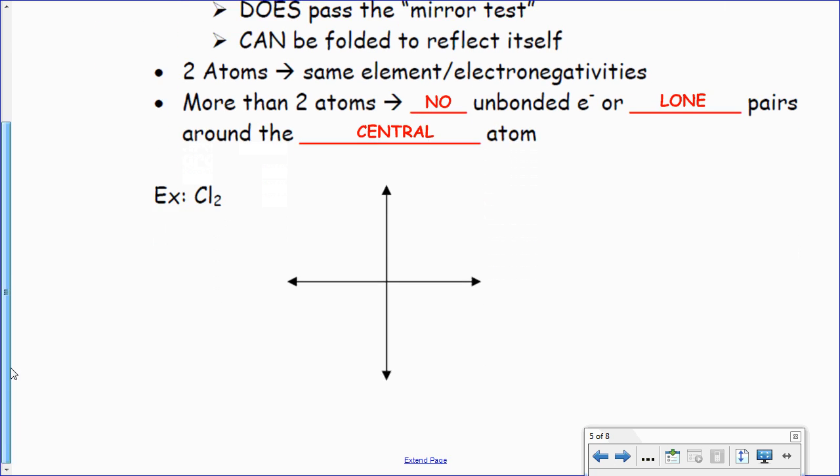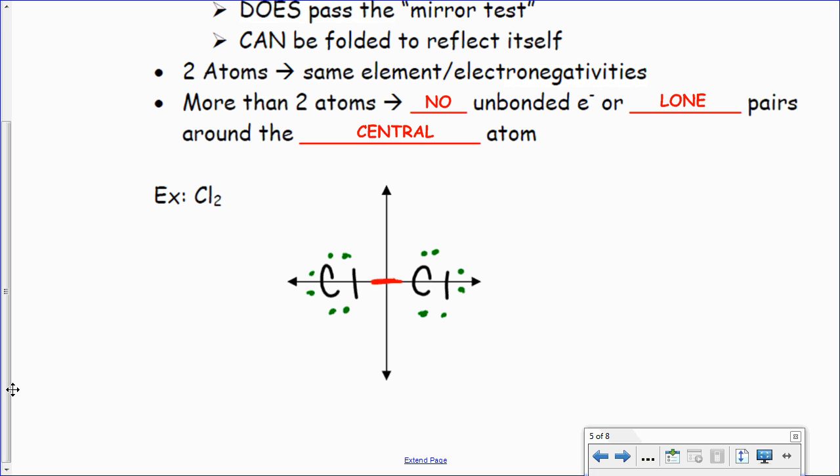Here we go. Cl2. Well, there's not really going to be a central atom here because we have to put a Cl on one side and a Cl on the other side, connected by that covalent bond. Now, after we've done our Lewis dot diagrams for covalent compounds, we'll see that each chlorine here has 3 pairs of unbonded electrons.